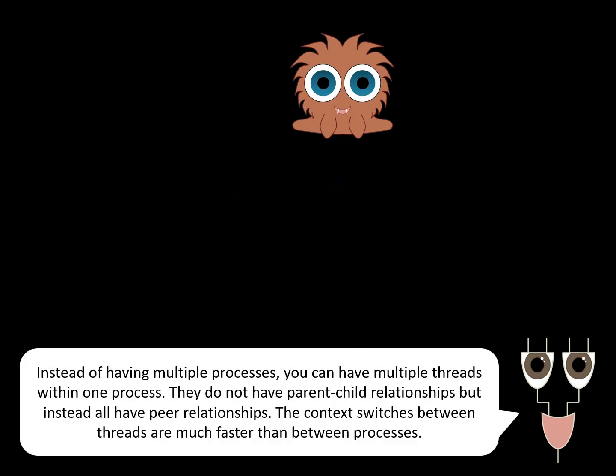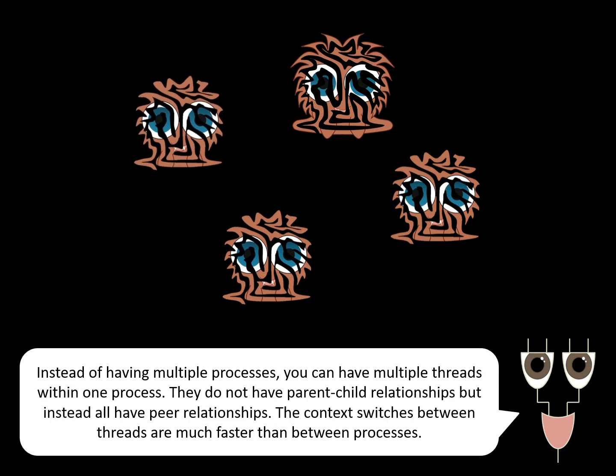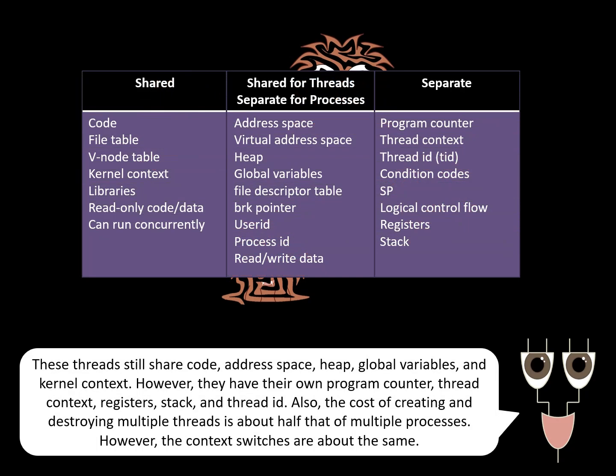Instead of having multiple processes, you can have multiple threads within one process. They do not have parent-child relationships, but instead all have peer relationships. The context switches between threads are much faster than between processes. These threads still share code, address space, heap, global variables, and kernel context.